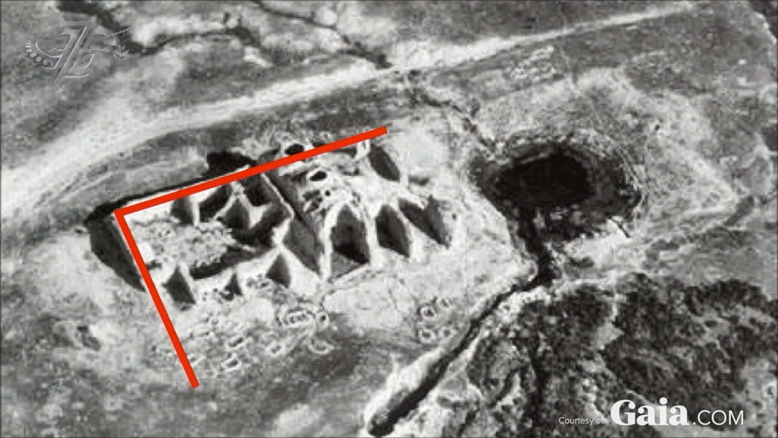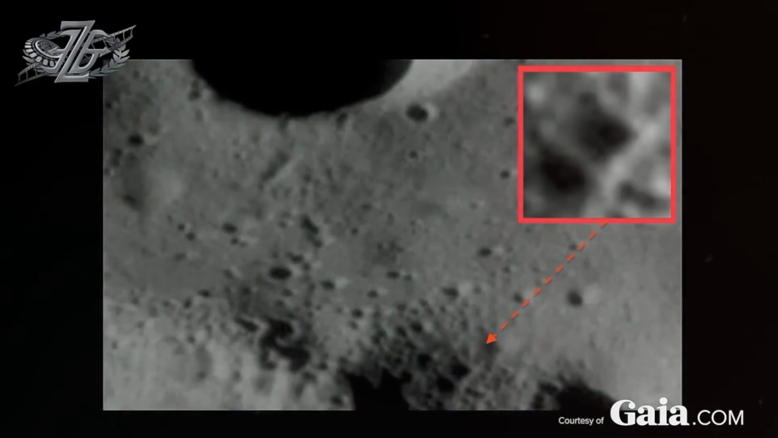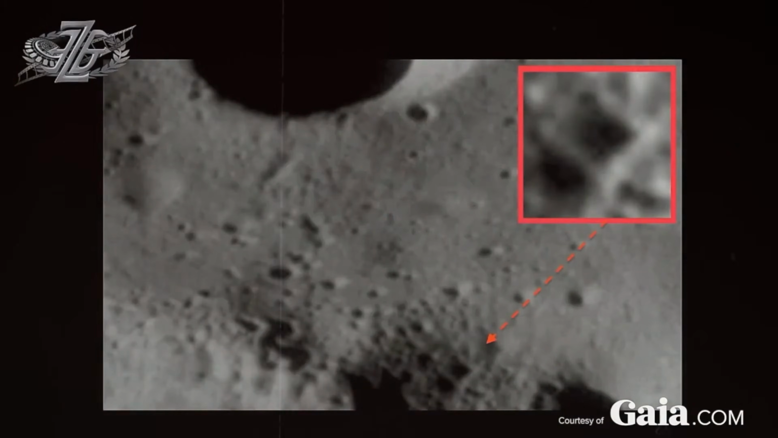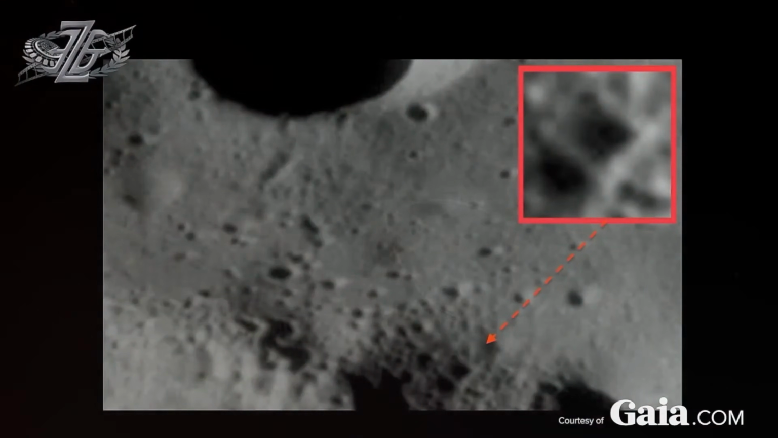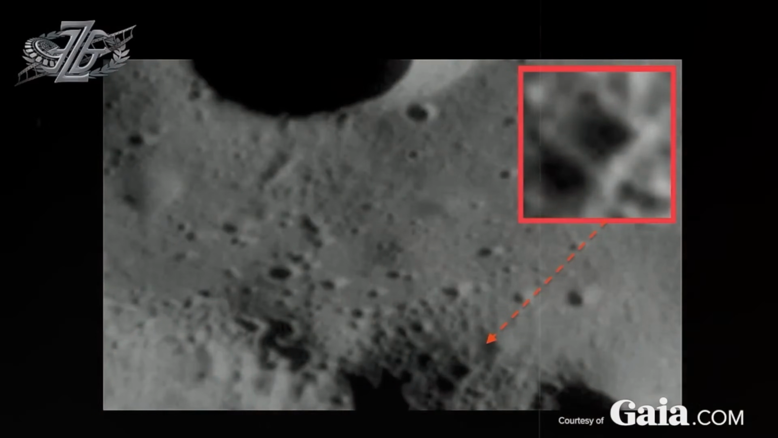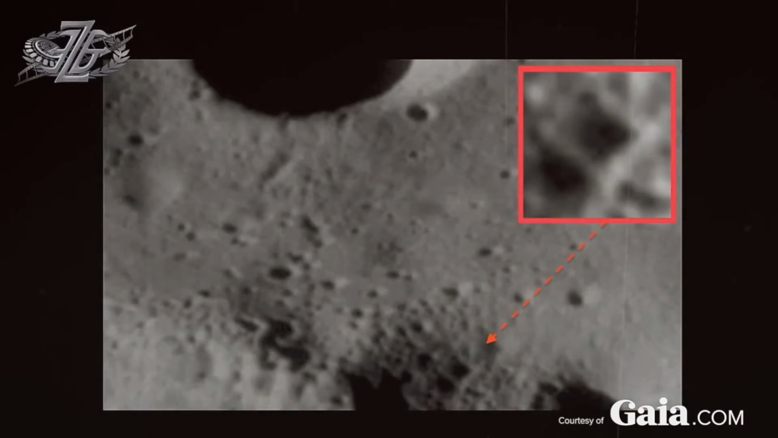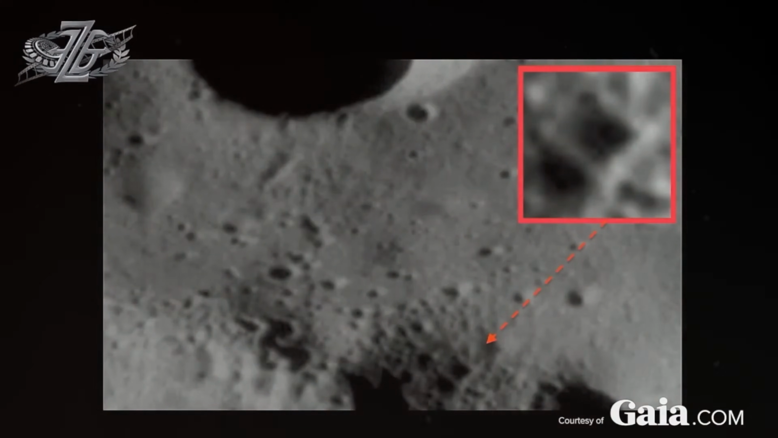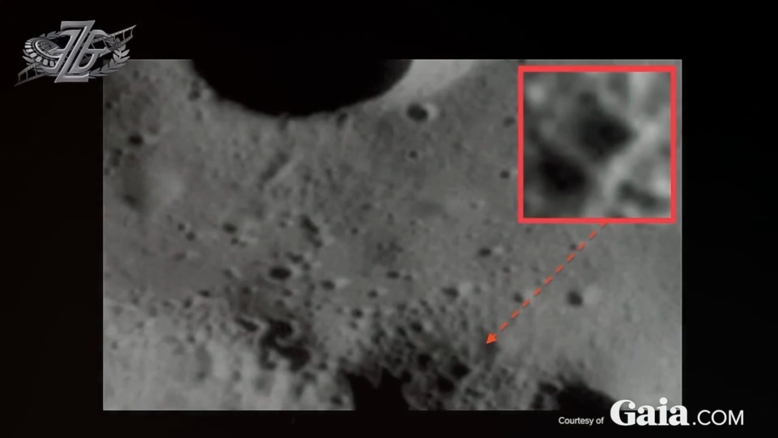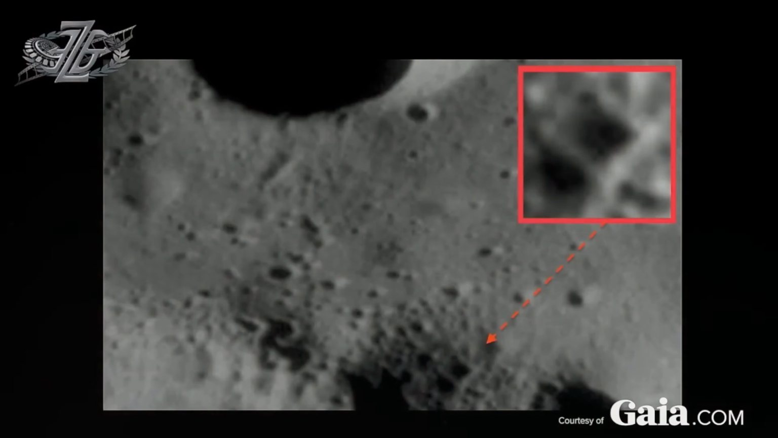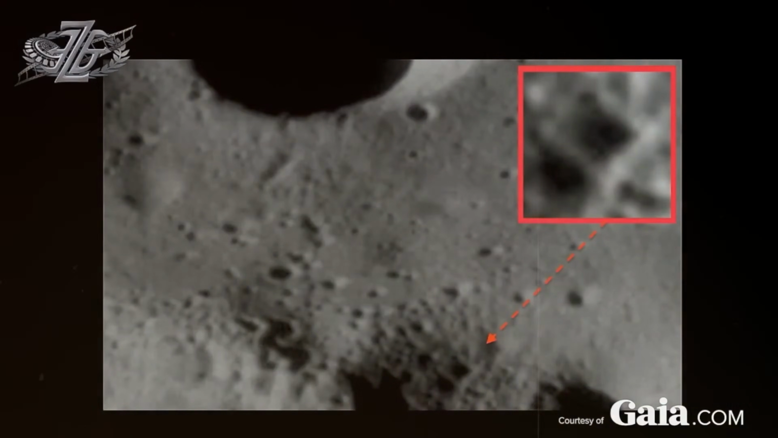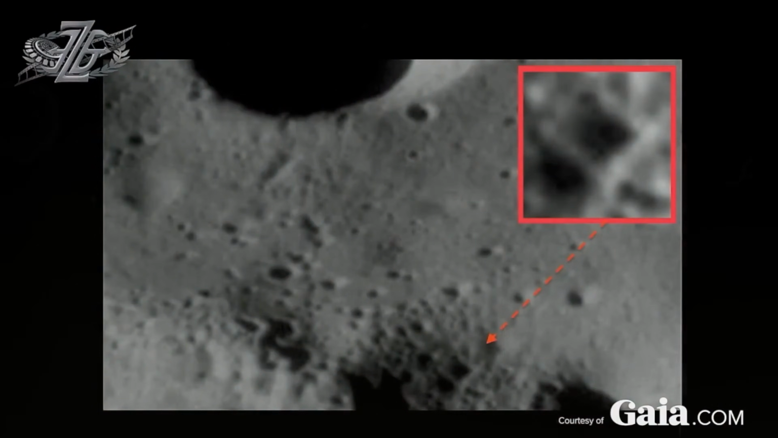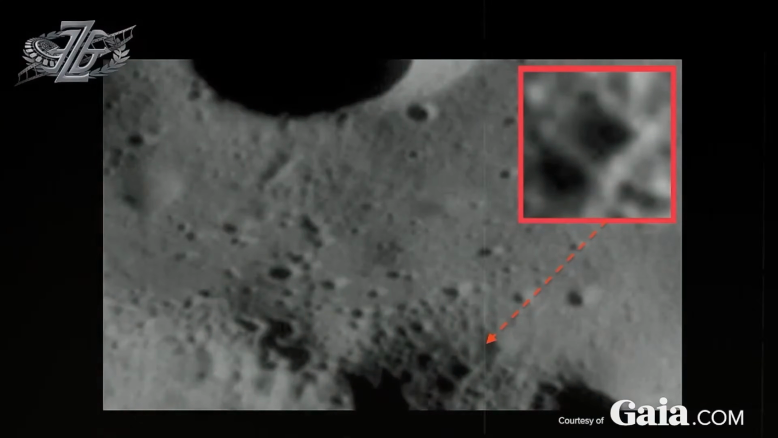The next image that you're seeing is from the surface of the moon, and this is among the images that NASA released. On the lower right-hand portion of the screen, you can see what looks like a little cube, and in the upper right-hand portion, you're seeing an enlargement of that cube. Those are definitely 90-degree angles. They are definitely made intentionally. They are not the result of erosion. The question is, what are they doing on the moon?